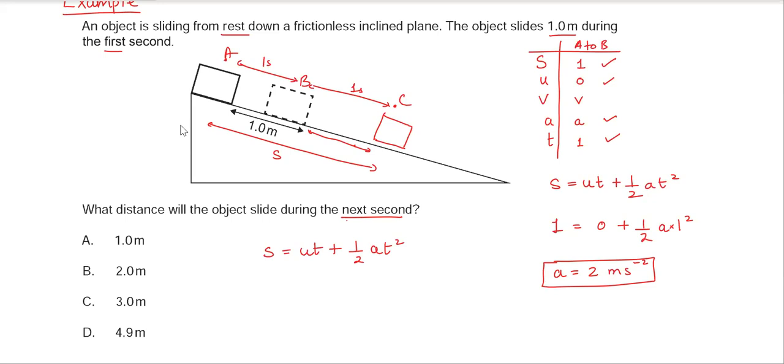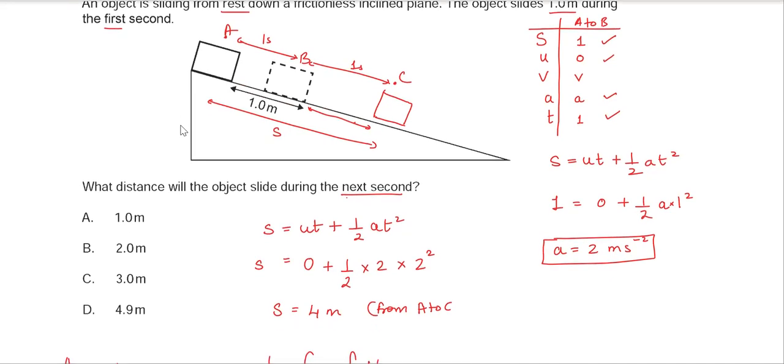So if I'm trying to go from A to C, the initial speed will still be 0, but now the acceleration is 2, and the time is 2 seconds, so 2 squared. So you will get S, the total displacement from A to C, is 4 meters, correct? And what they are asking is the displacement from B to C, in the next 1 second. So that will be 4 minus 1, that is 3. So 3 is the correct answer. You will see that this is 1 meter, while this will be 3 meters. Okay, clear.